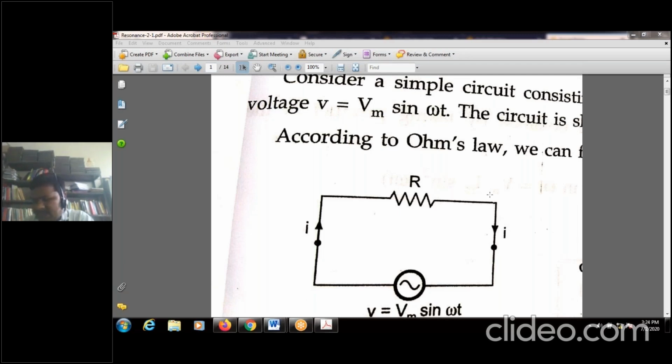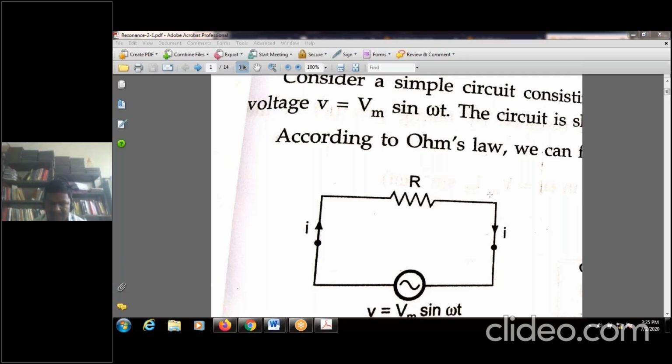So far, we have analyzed the RLC components with respect to DC only. With respect to DC input, what is the response of the resistor, what is the response of the capacitor, and what is the response of the inductor? Now we briefly go through the properties of the elements with respect to sinusoidal input.